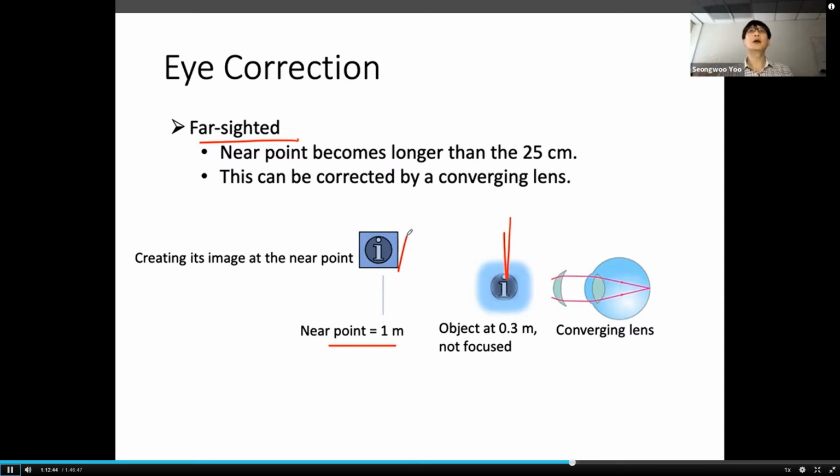So when it comes to these corrective lens questions, the role of the lenses is to form the image at the near point or the far point.